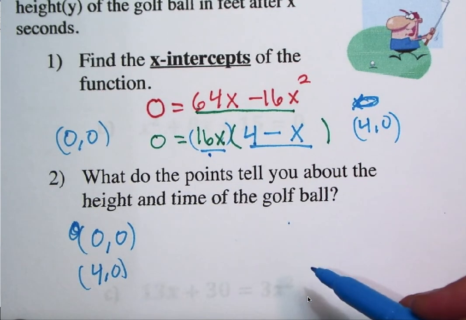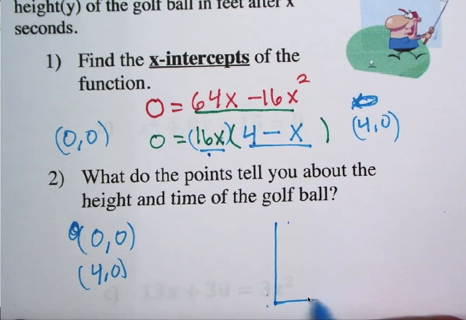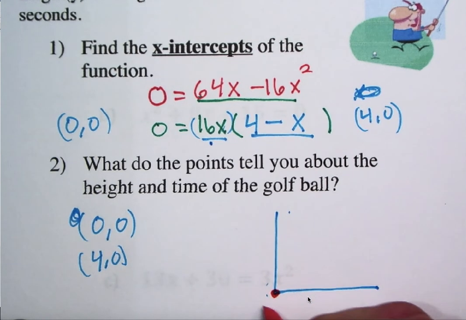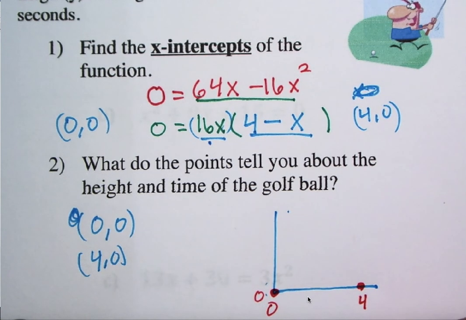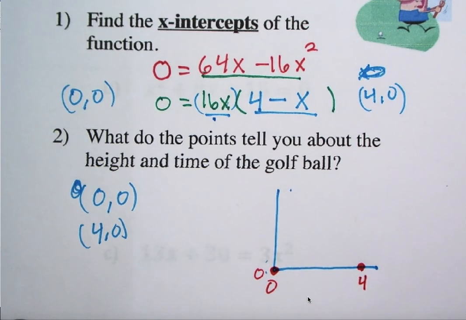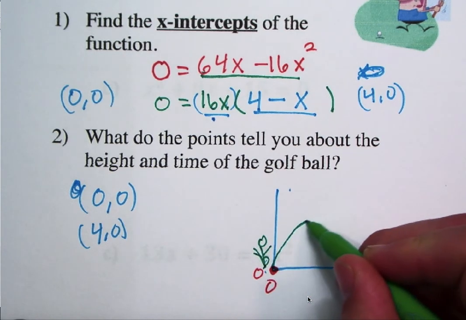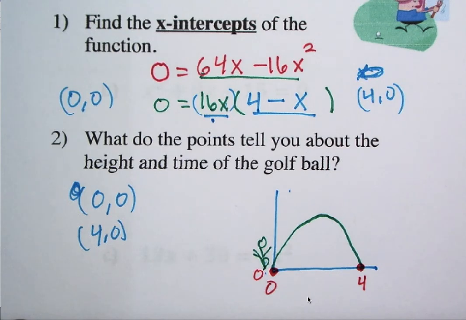So what do the points tell you about the height and time of the golf ball? I'll sketch it out a little bit. We know that one of the x-intercepts is here at 0, 0, and the other one's over here at 4, 0. And we can picture that guy hit the golf ball, or girl. And that's what we've got.